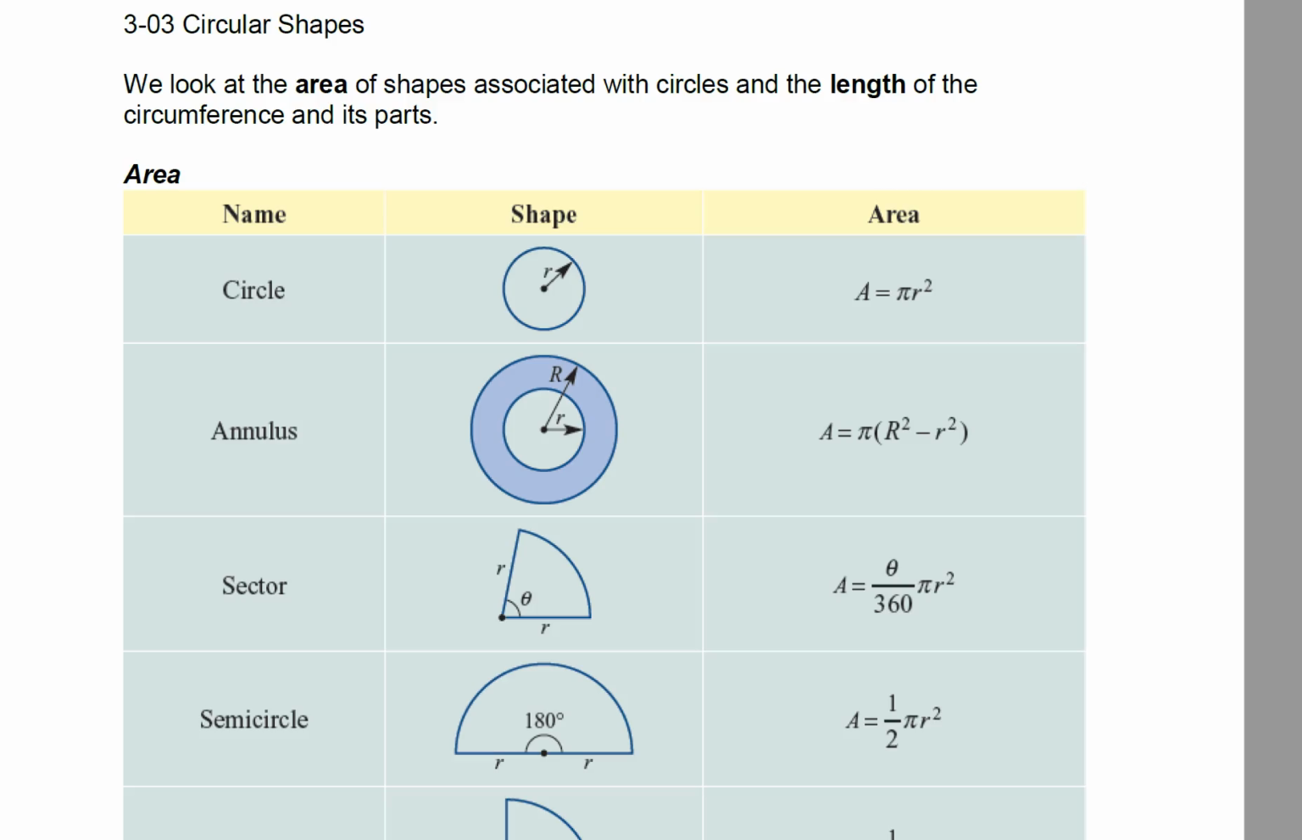In exercise 303, we look at the area of shapes which have a curved edge, and they basically come from the circle. So we start with the area of a circle being pi r squared. Now, I'm not going to look up your formula sheet.